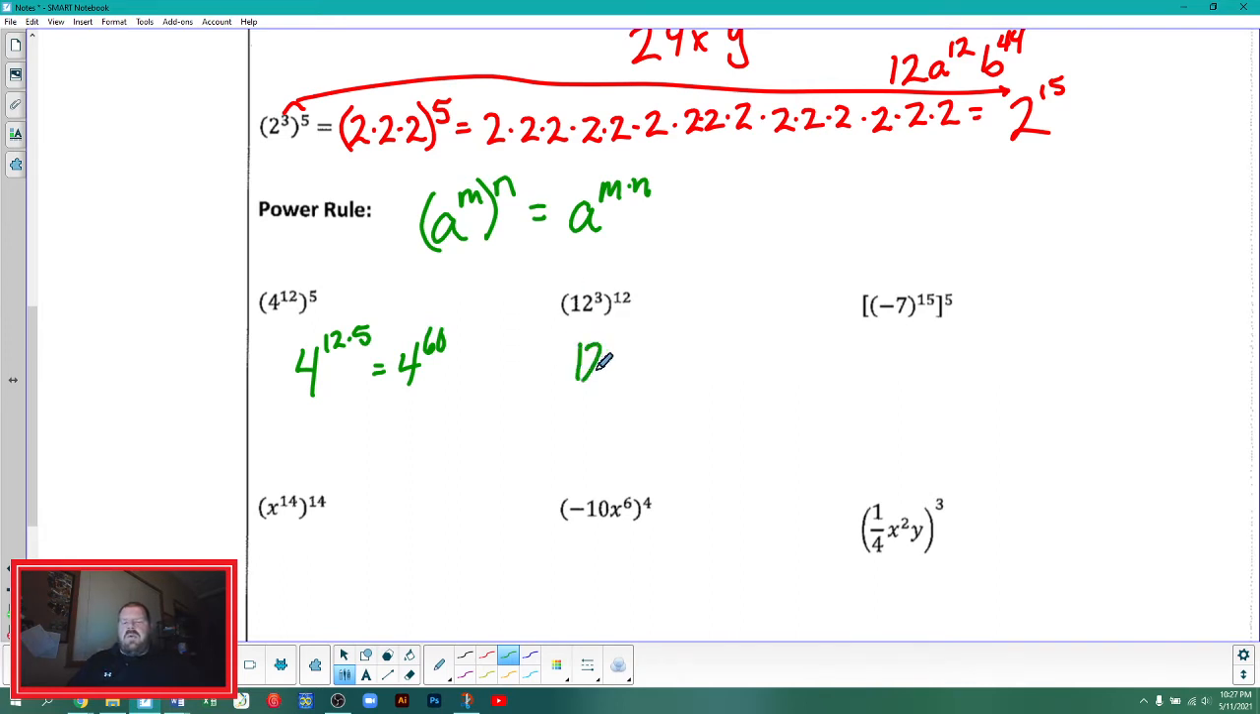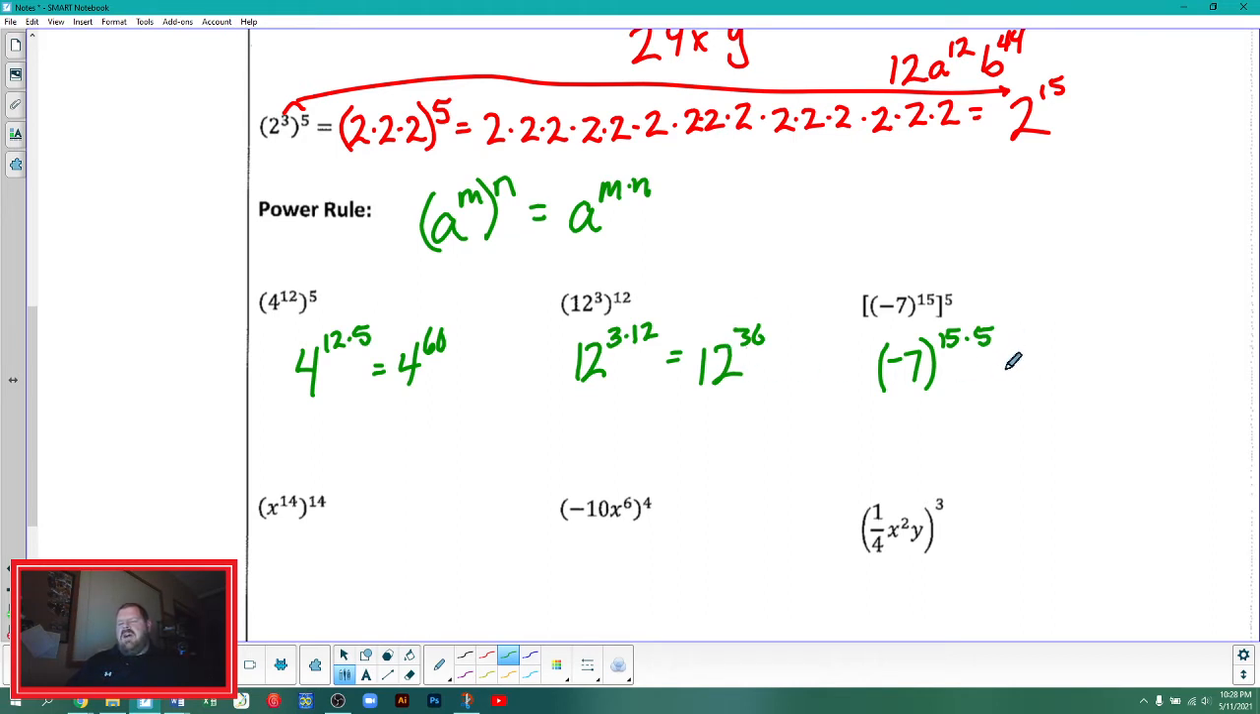This one's going to be 12 to the 3rd times 12, which is 12 to the 36th. The next one, I have negative 7 to the 15th, then raised to the 5th. There are multiple sets of brackets here, but all that's trying to say is we have negative 7 to the 15th, and then we're going to raise that to the 5th power.